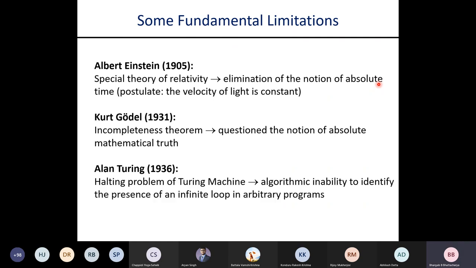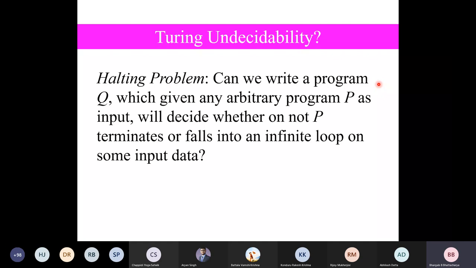And in a similar vein, Alan Turing introduced the halting problem of Turing machines. It is the algorithmic inability to identify the presence of an infinite loop in arbitrary programs. So what does it mean? What does Turing undecidability mean? It is the halting problem.